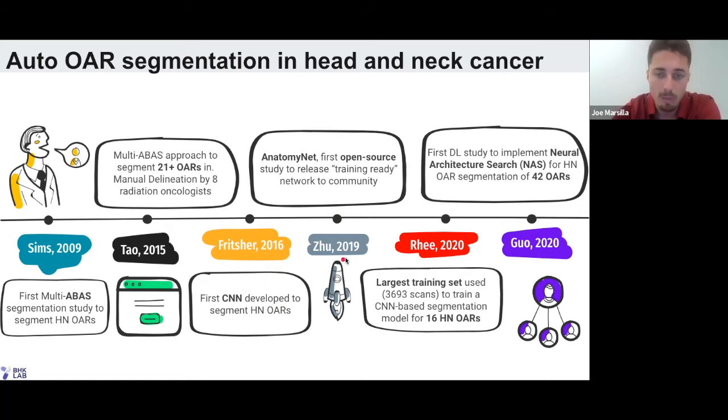And so it wasn't until 2019 that the first open source study to actually release their code to the community was published. That was AnatomyNet. And further in 2020, the largest training set to date, about 3,700 scans, was used by this group to segment 16 head and neck OARs. And most recently, the state-of-the-art used NAS, or neural architecture search, to segment 42 OARs on a data set of around 700 patients.